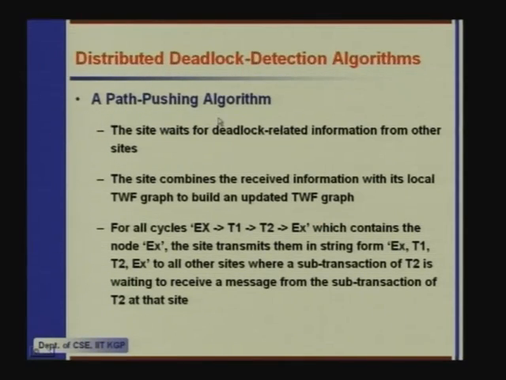So, the path pushing algorithm works as follows. The site waits for deadlock related information from other sites, and the site combines the received information with its local transaction wait for graph to build an updated transaction wait for graph. Now, for all cycles, okay, what is this Ex? Let me explain what this Ex is.